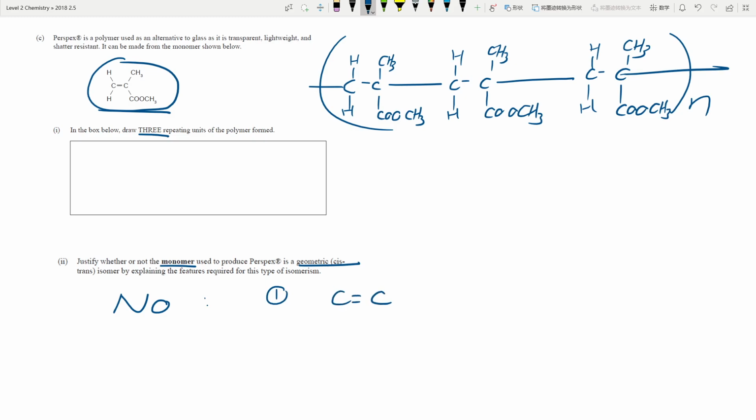First of all, you need to have a carbon-carbon double bond because that limits the free rotation around the double bond and around the carbons. Number two, the two groups of atoms bonding to each carbon in the double bond must be different. So if I highlight these two hydrogens, they are the same, so this doesn't have geometric isomers.